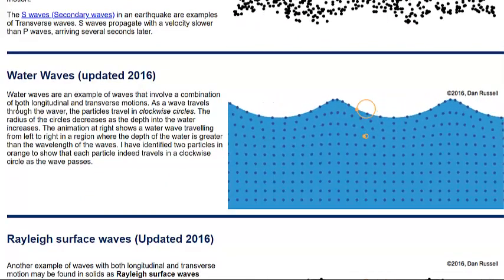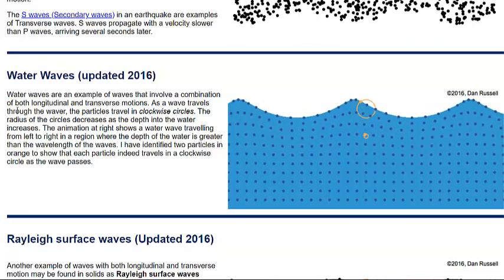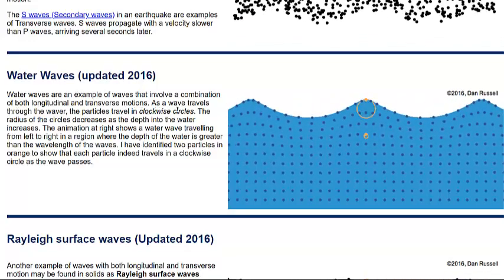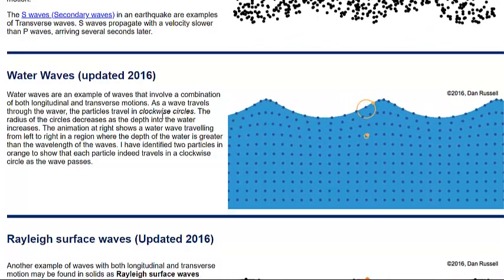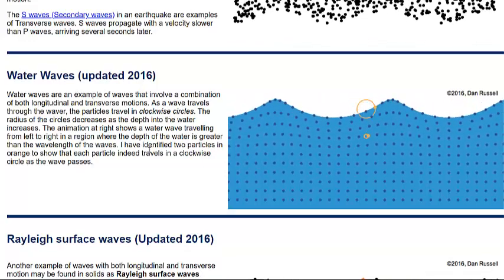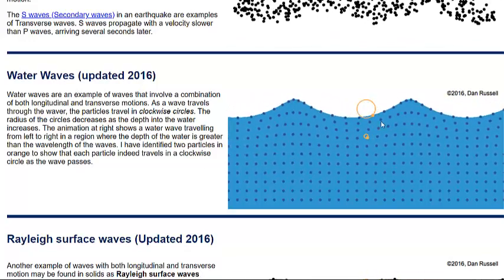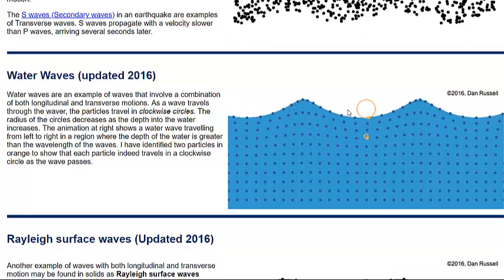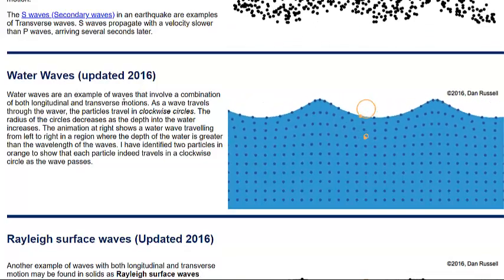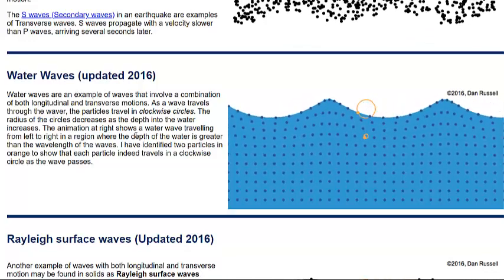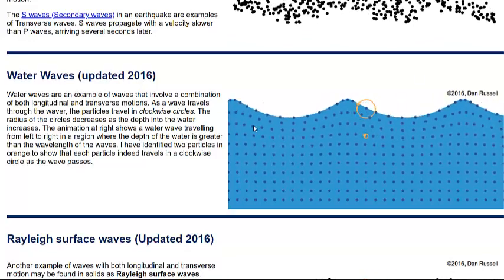Water waves are an example of waves that involve a combination of both longitudinal and transverse motions. As a wave travels through the water, the particle travels in clockwise circles. So that's what I was showing you in the other animation. So the particles are partly moving left and right, and they're partly moving up and down. So surface waves have a longitudinal component and a transverse component, and that's what makes these waves special.